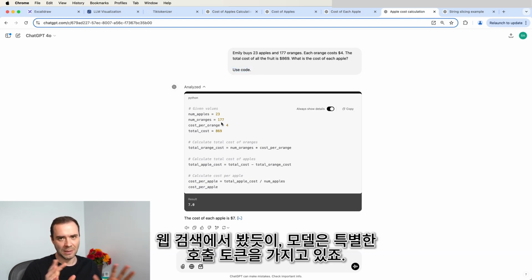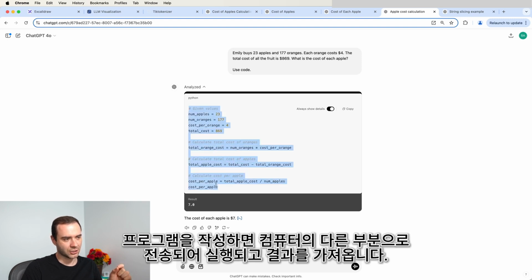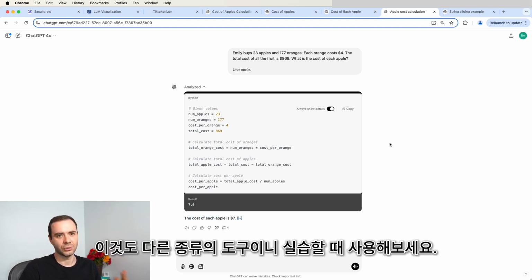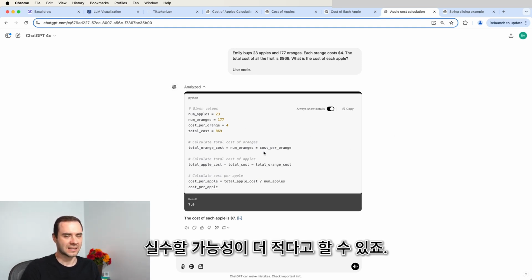And just like we saw with the web search, the model has special tokens for calling tools. It will not actually generate the result from the language model. It will write the program, and then it sends that program to a different part of the computer that just runs that program and brings back the result. Then the model gets access to that result and can tell you that, okay, the cost of each apple is 7. So that's another tool, and I would use this in practice for yourself. It's just less error prone, I would say.